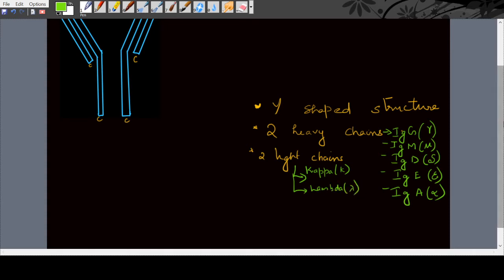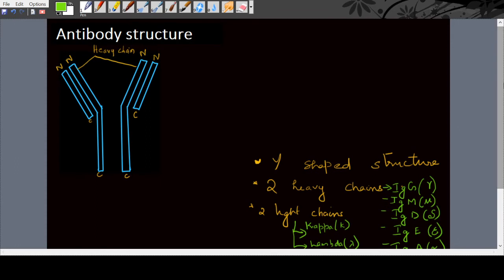This heavy chain naming actually refers to the molecular weight. Heavy chains have a molecular weight of around 50,000 Dalton, whereas a light chain will be exactly half the molecular weight of the heavy chain, that is 25,000 Dalton. So that is how the heavy chain and light chain are named.